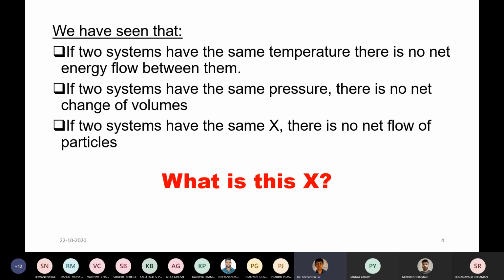What is that X? From the previous discussion, a few minutes ago, we can identify the X. X is chemical potential. Actually, the potential, and it is related to the potential energy gradient. So this is a change in potential. If it is zero, if the two systems have the same chemical potential, there is no net flow of particles. That is the diffusional equilibrium you can reach.